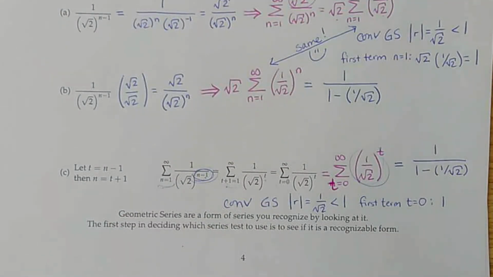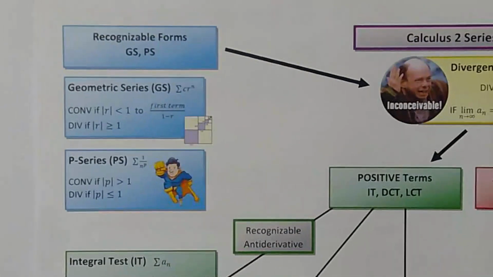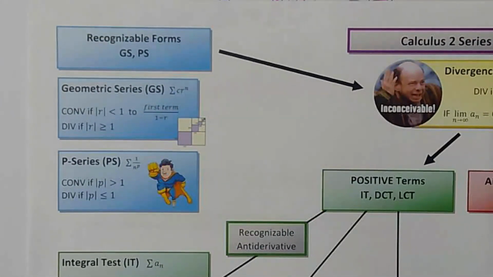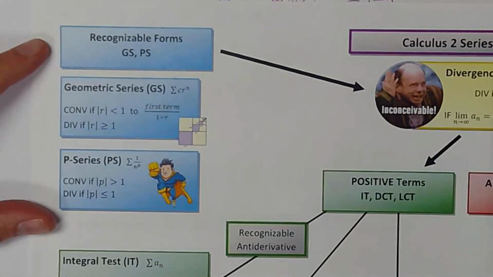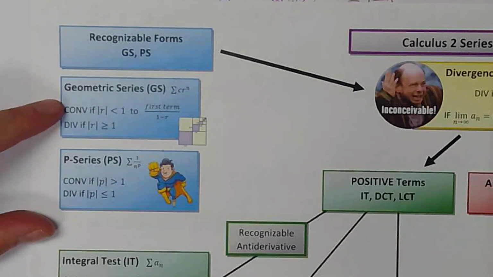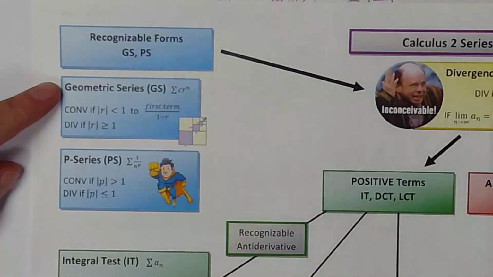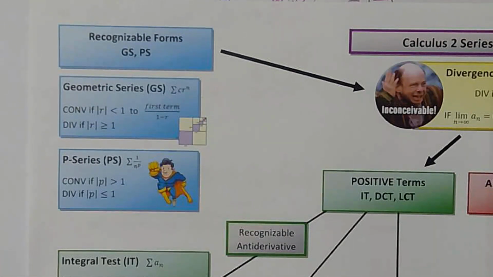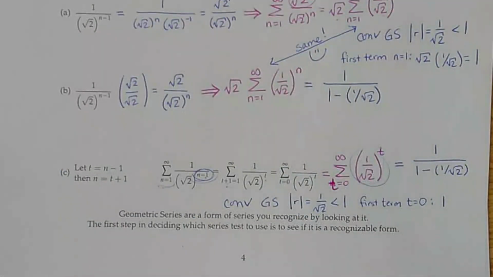Geometric series are a form of series that you're going to recognize just by looking at it. If we look at our flow chart for our series tests, the first thing you want to check for is, do you have a recognizable form? Do you have something that looks like a number raised to the n? If you do, that's a geometric series. You can apply this test and then you're done. And when we come back, we're going to look at a few more tricks to do with this.